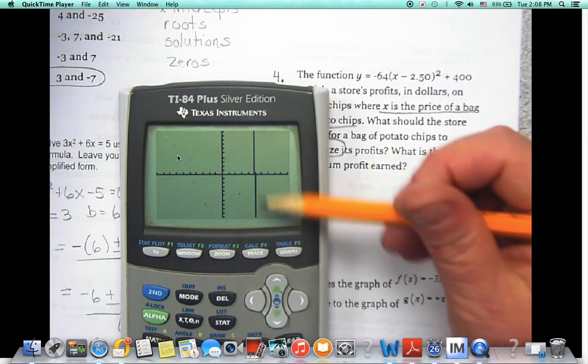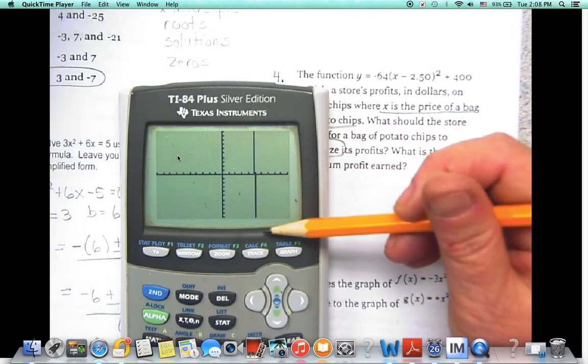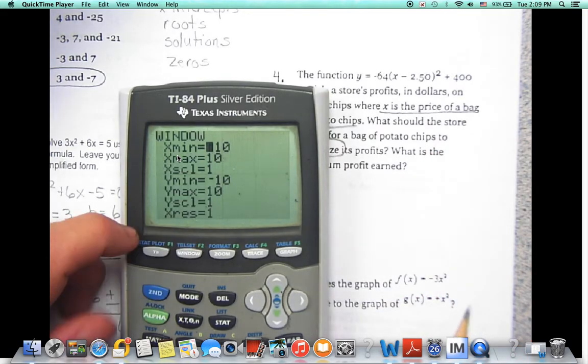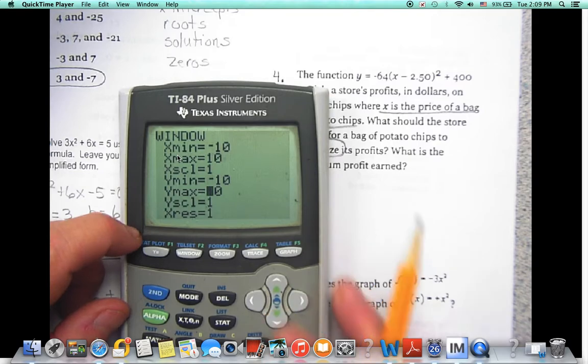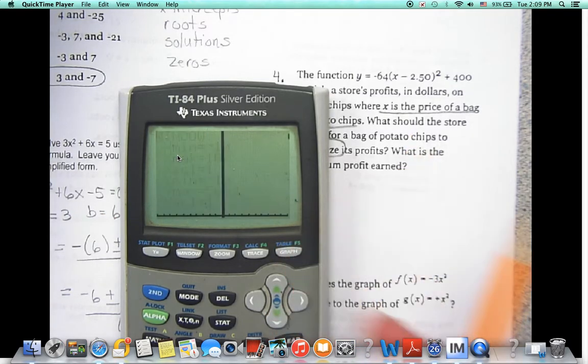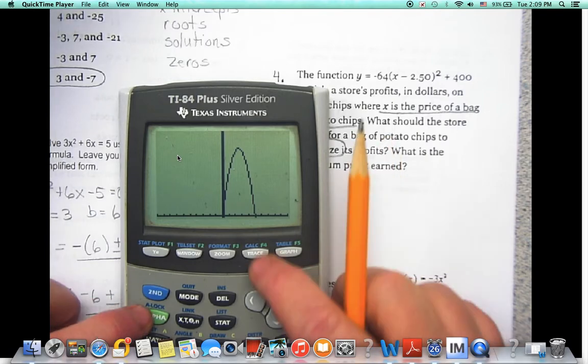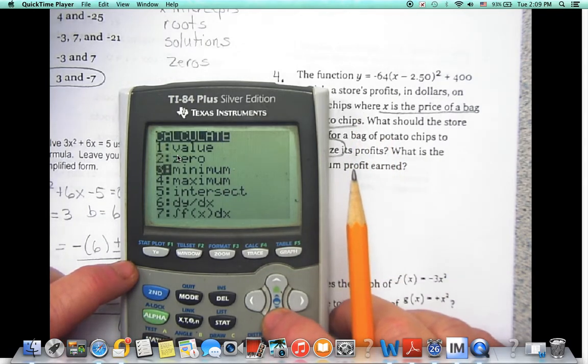So what do you want to change in the window? 500 for Y max. Yep, it's pretty good. Do you all have this graph? So what are we trying to find now? The maximum. Second trace, maximum.